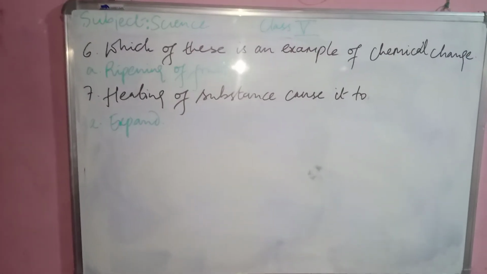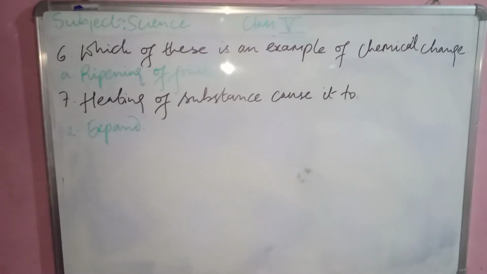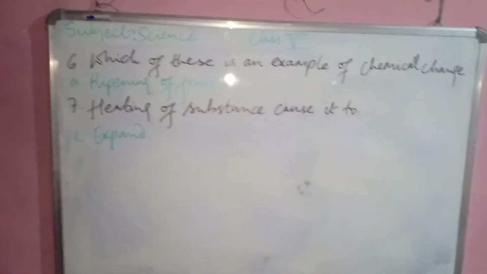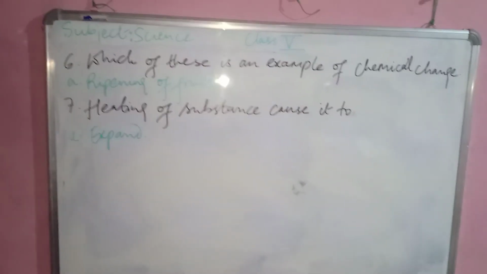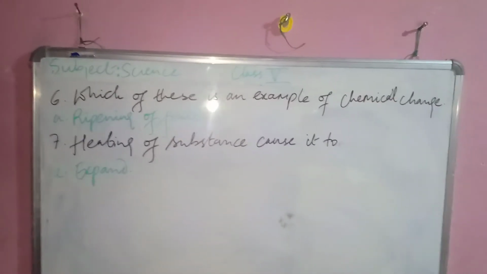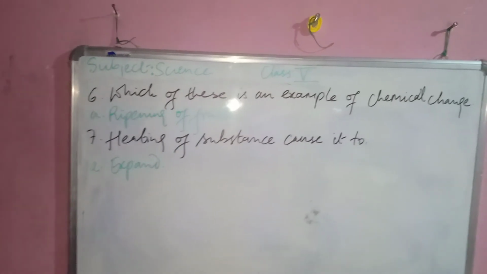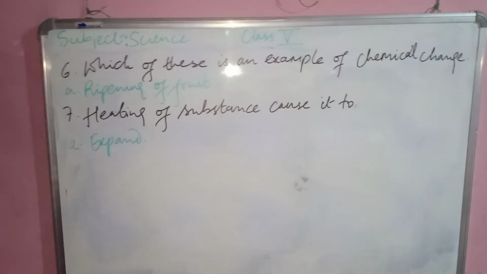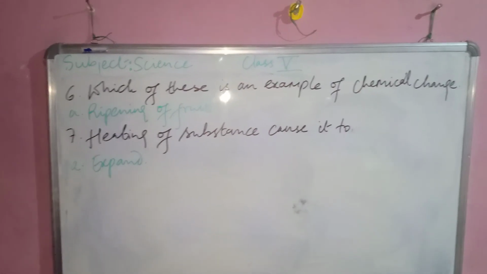Why? Because ripening means it is now ready to eat. When the fruit changes its structure, you can see there is a chemical change; suddenly the fruit becomes more ripe than before. That means it is a chemical change. After this, question number 7, heating of a substance causes it to expand. Not contract but expand.